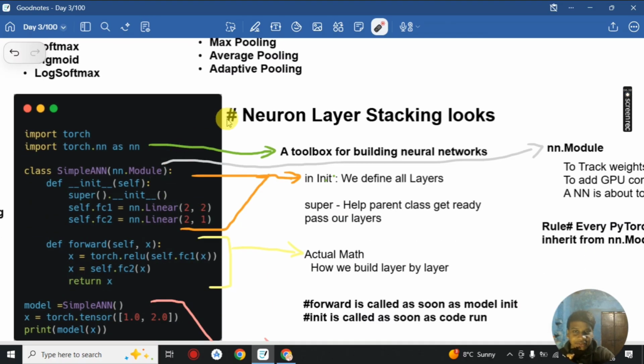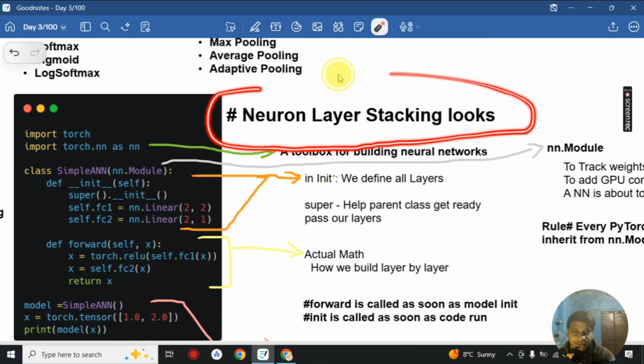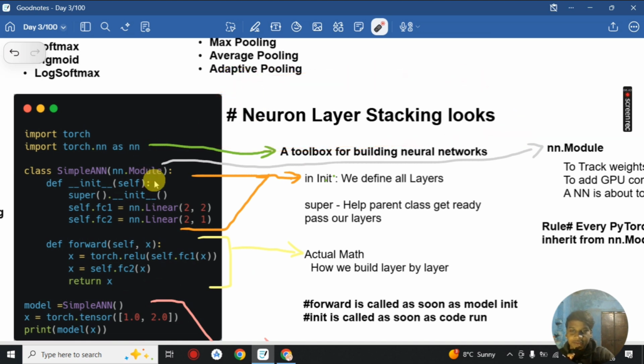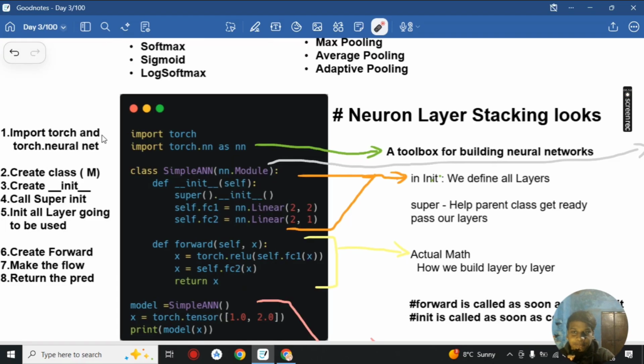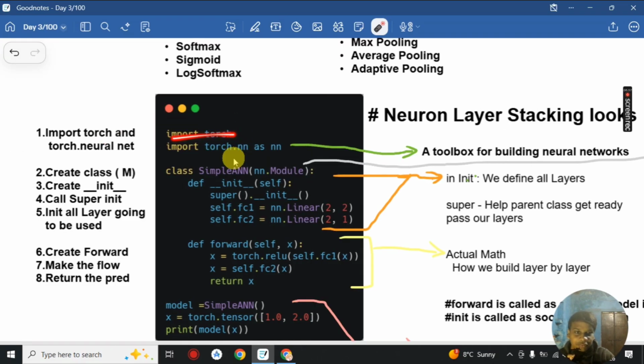The next agenda is how those neuron layers actually look inside. This is the code for making a neural network in PyTorch. First we import torch, which is basically importing PyTorch. Then we import torch.nn, which is the short form of neural network. We import torch.nn as nn, which is basically a toolbox for building neural networks.